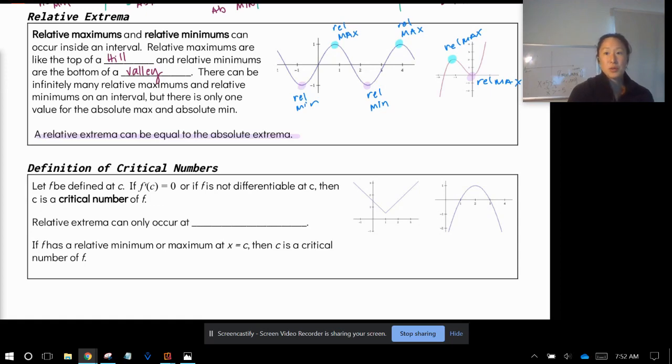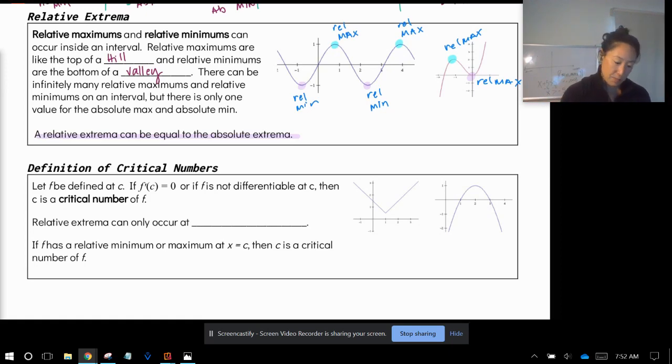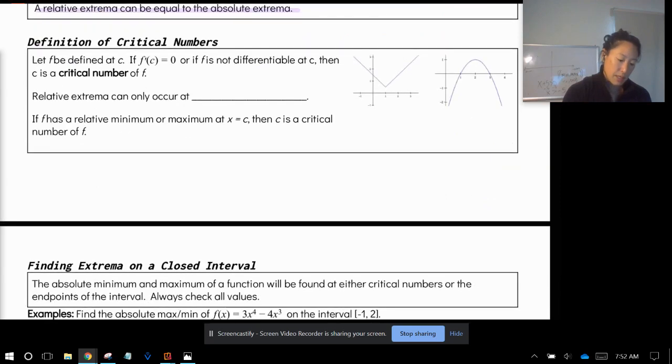We're going to actually find the values of our relative mins and maxes without our calculators. So we were able to do that in pre-calculus with our calculators. So now we're going to use some calculus to figure these things out. All right, so we need to figure out what critical numbers are really quick, because we're going to use them to figure out our relative mins and maxes.